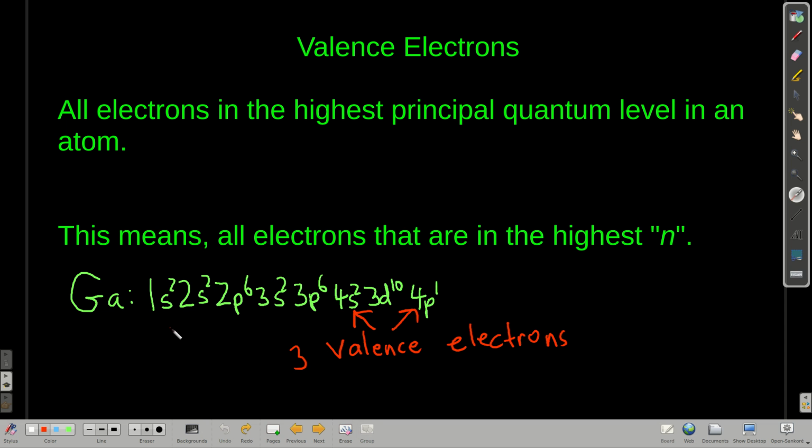Well, when you look at, for instance, the electron configuration for gallium, 1s2, 2s2, 2p6, and so forth, the numbers in front of the letters, remember, represent n. n equals 1, 2, 3. Well, in gallium, the highest n that has electrons in it is n equals 4. So these two here, the 4s2, those are 2 electrons there, and this one here, the 4p, are all valence electrons. Notice the 3d10 in between these, it's not valence electrons because n is equal to 3. And so gallium has 3 valence electrons.